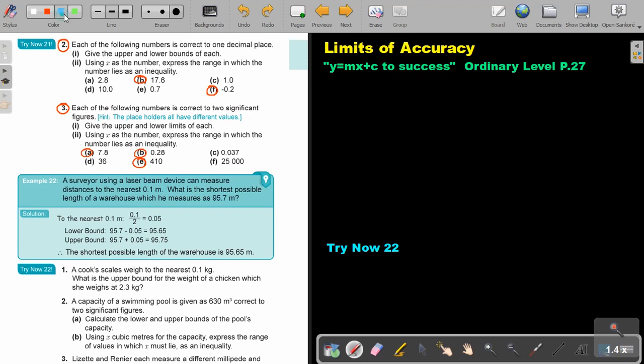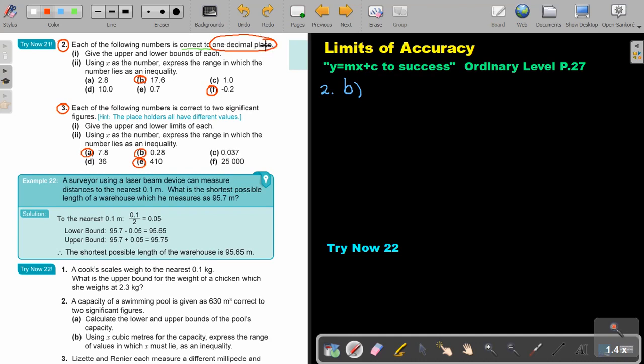Number 2. Each of the following numbers is correct to one decimal place. Give the upper and lower bounds of each, and then use x as the number, express the range in which the number lies as an inequality. Almost like number 1. I'll start with number B. But very important, it is correct to one decimal place.